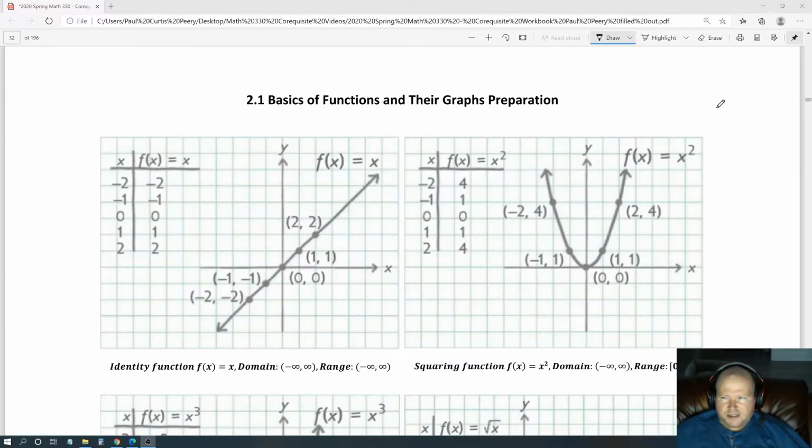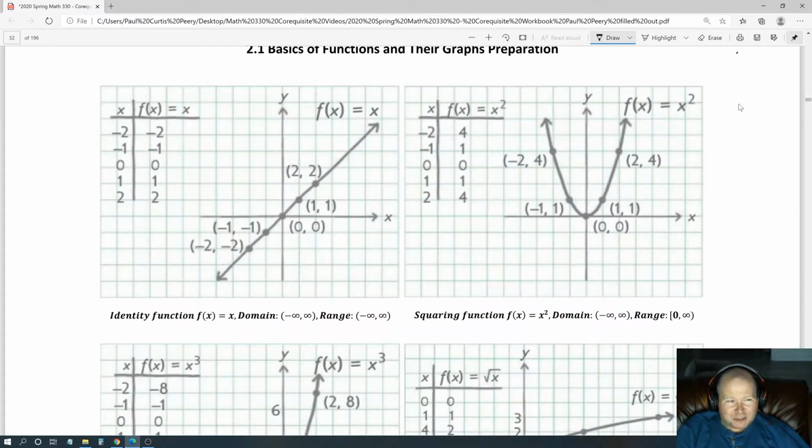Basics of functions and their graphs preparation. These are some parent functions or basic functions. You should memorize most of these one way or the other. I do show you a chart for each of these to show you how you kind of come up with it yourself.